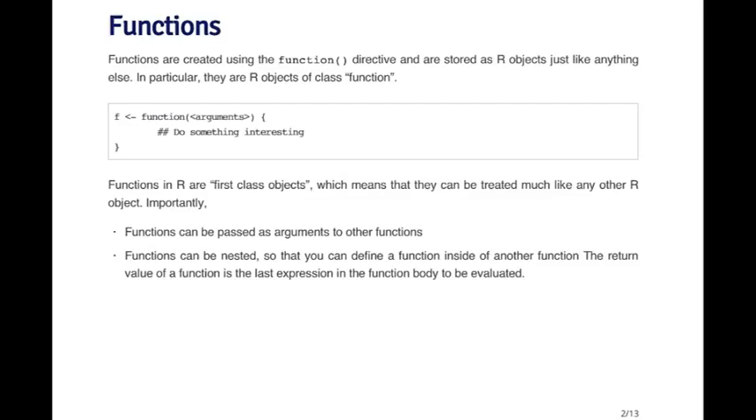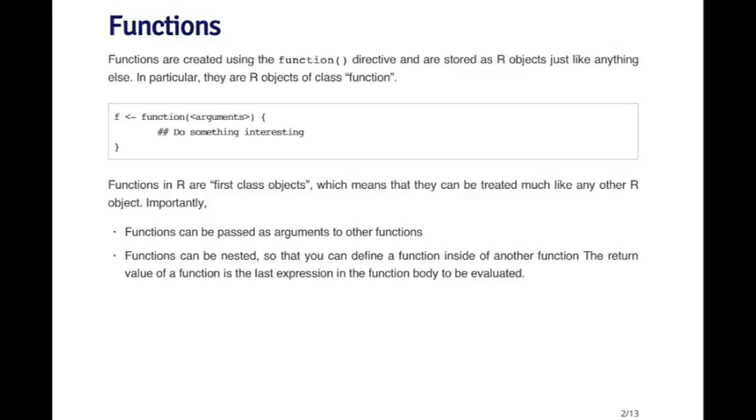So functions in R are created using the function directive, and functions are stored as R objects just like anything else. So you might have a vector of integers, a list of different things, a data frame, and then you have a function. In particular, R functions are R objects of the class function. The basic construction here is you assign to some object, here I call it f, the function directive, which will take some arguments, and then inside the curly braces there is R code, which does something that the function does.